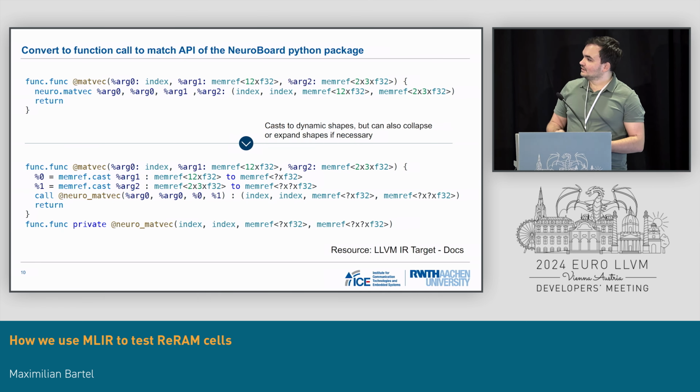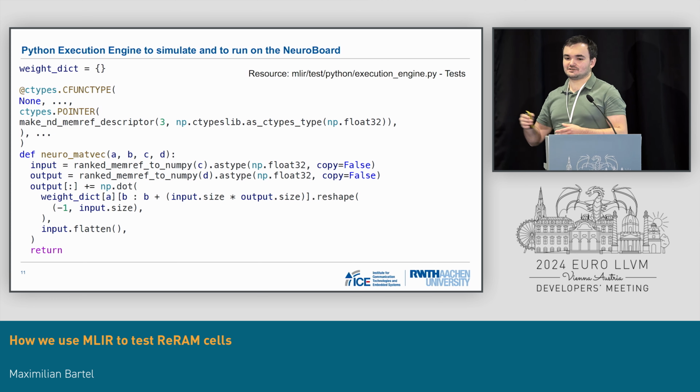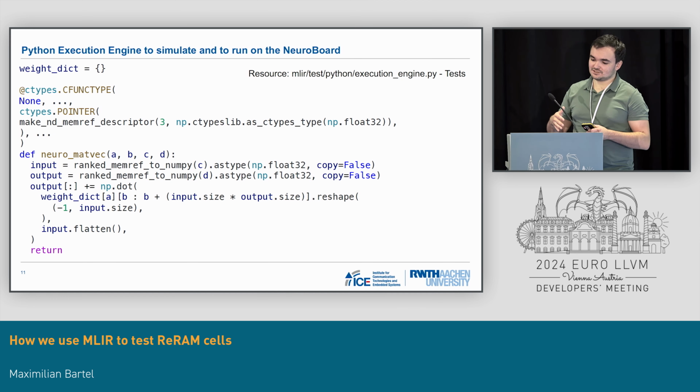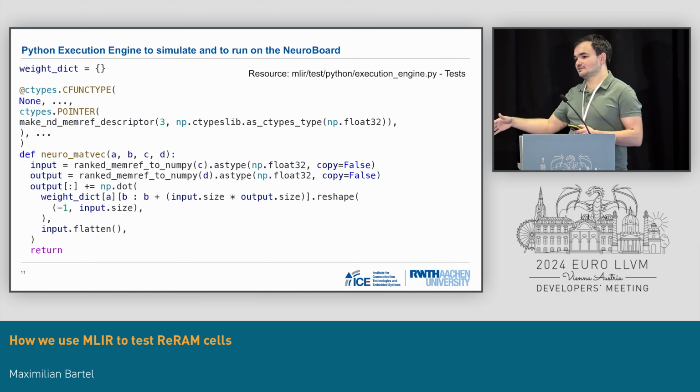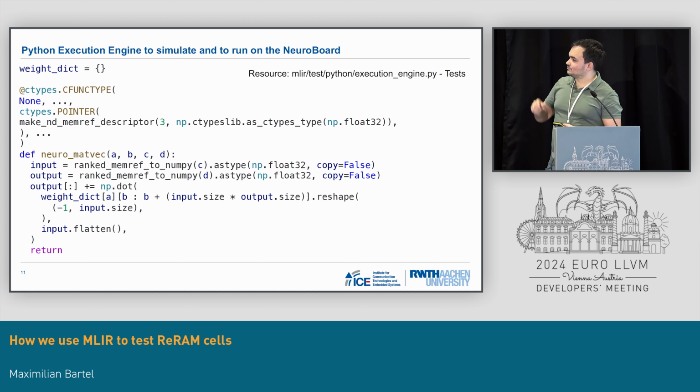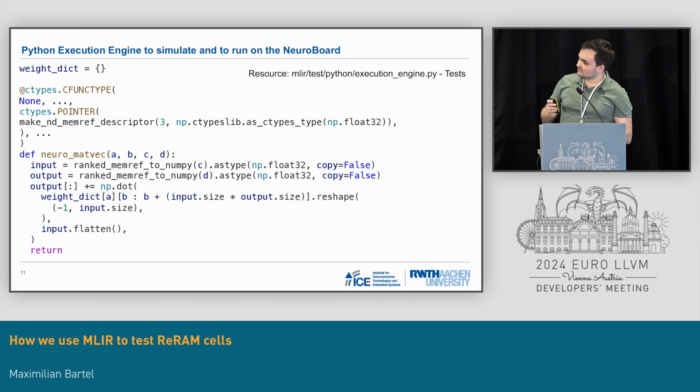And then I use the Python execution engine from MLIR to call into the serial interface. So I have the Python execution engine that calls into the MLIR file, and when there's a function call, I have this function registered that gets called from MLIR. And what's interesting is that it's even possible.